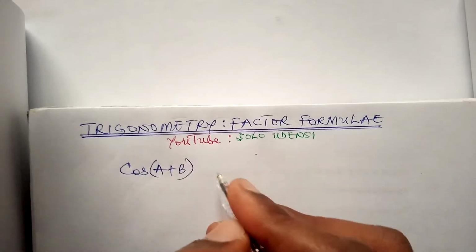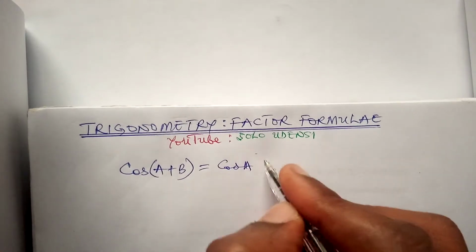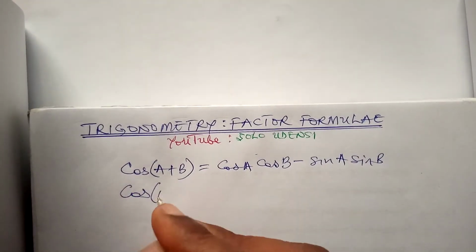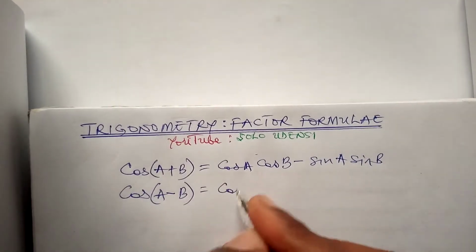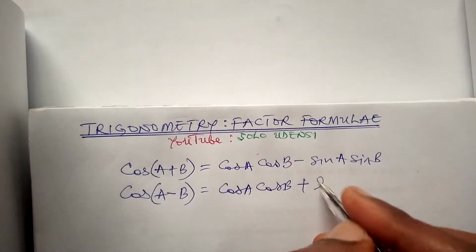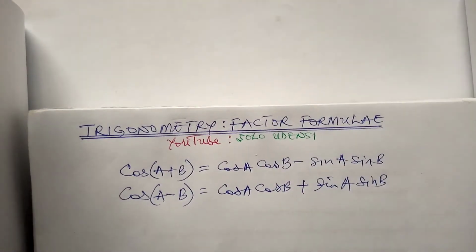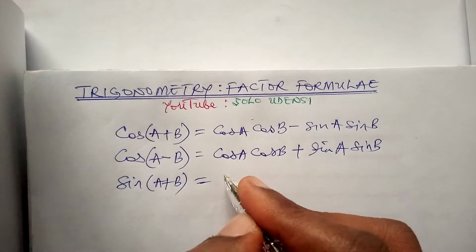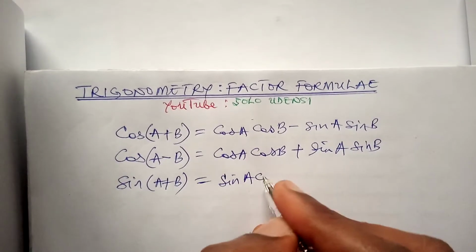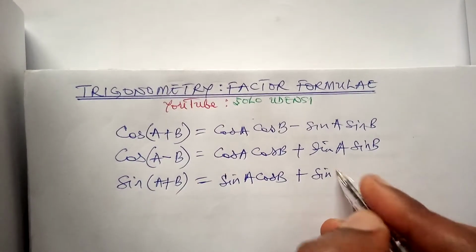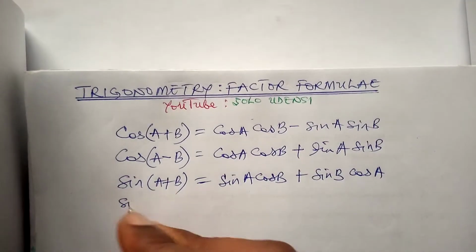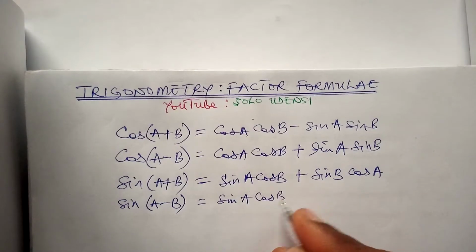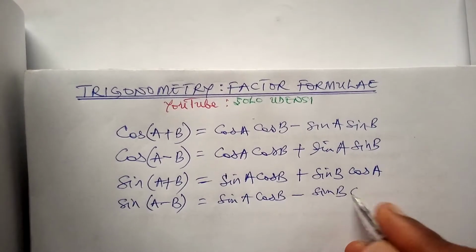Cos(A plus B) is equal to cos A cos B minus sin A sin B. Also, cos(A minus B) is equal to cos A cos B plus sin A sin B. For the sines, sin(A plus B) is equal to sin A cos B plus sin B cos A, and sin(A minus B) is equal to sin A cos B minus sin B cos A.